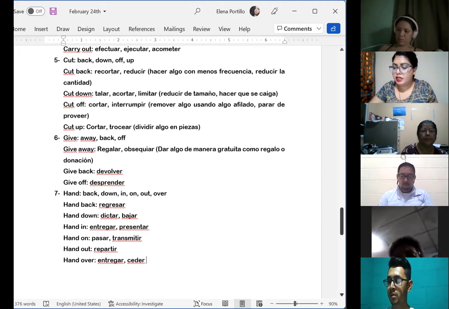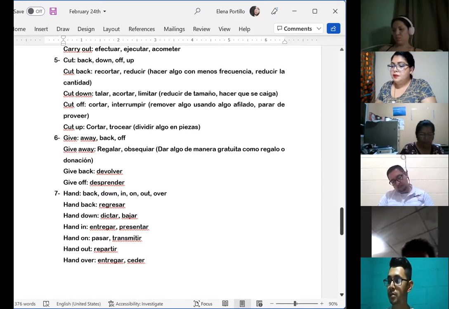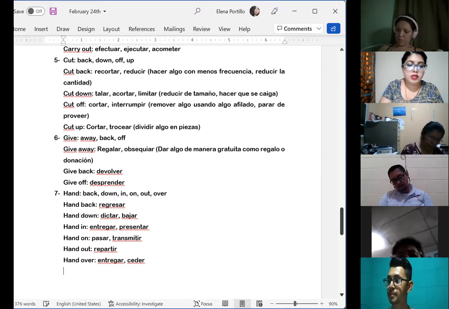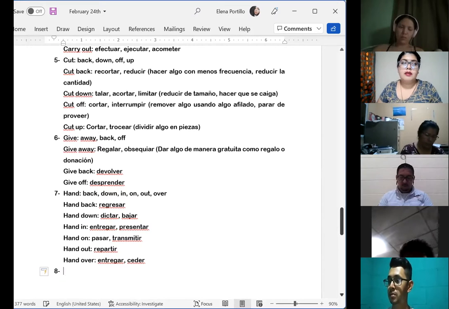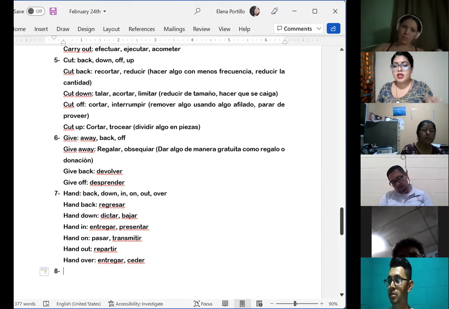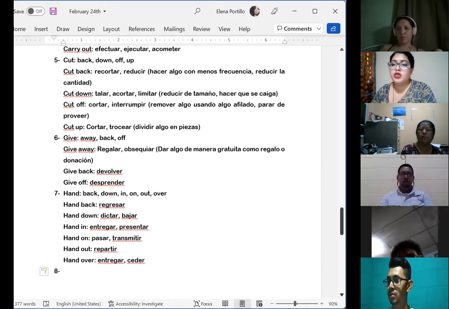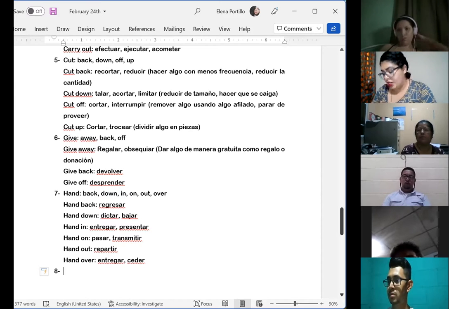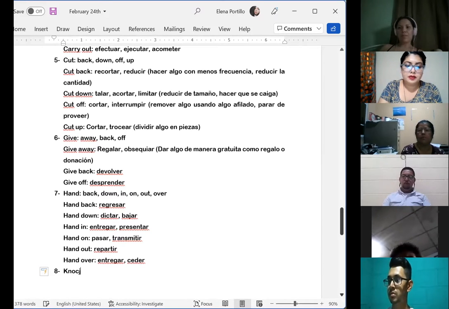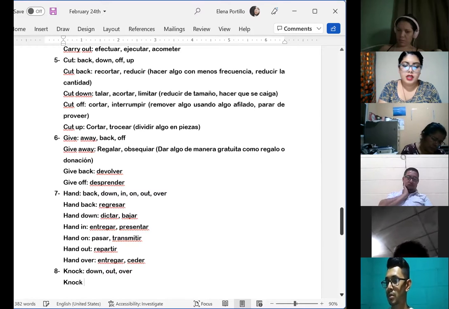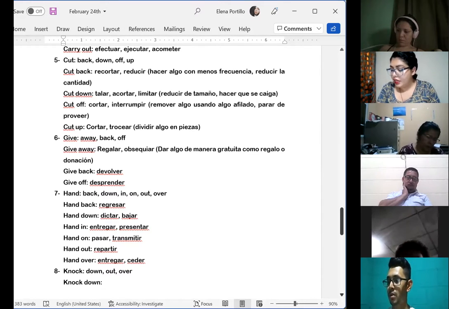Then we have the number eight. That is knock down. We're just making a list of 10 phrasal verbs. And this is the number eight. We have two left, so don't worry because we are going to end this list in the number 10. So we have knock, and we have down, out, and over. And the number one, knock down, means derribar o demoler.